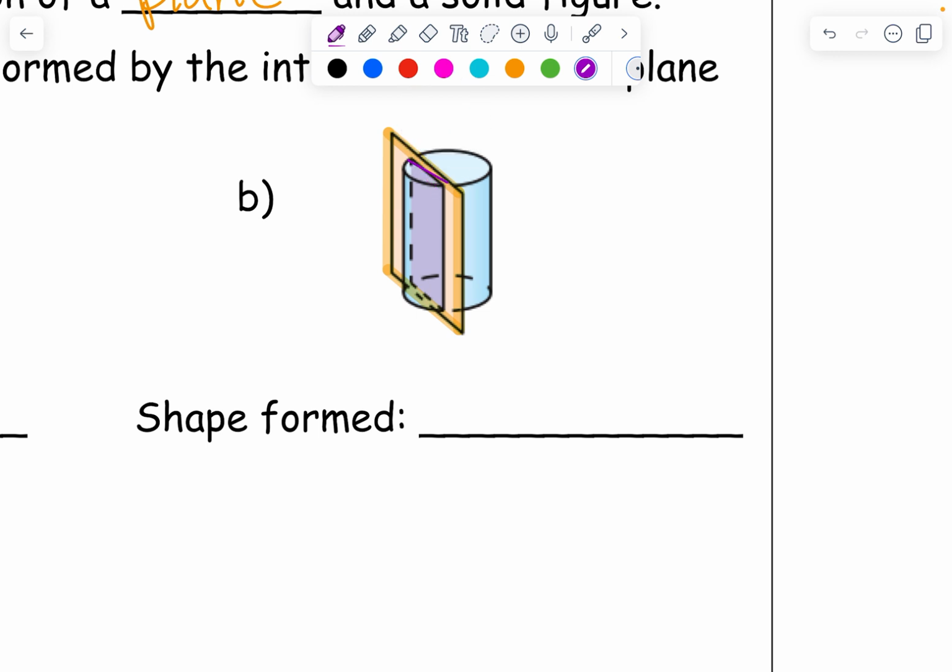Okay, these lines aren't working too well, but what shape do you see? Okay, you should see a rectangle. It's formed a rectangle.